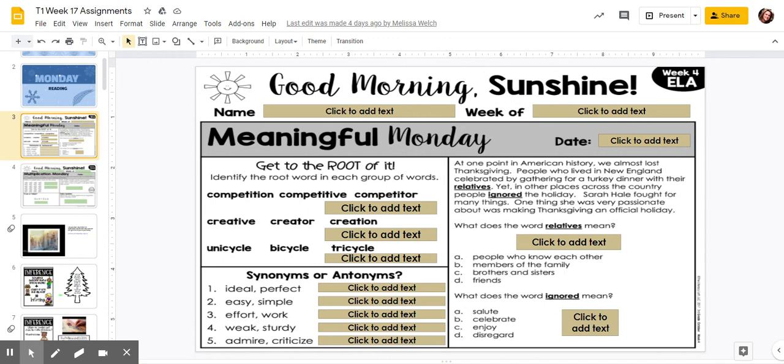This week, we're going to be working on root words. So you have three words: competition, competitive, and competitor. All of them have the same root word. If you look at them, they all start with C-O-M-P-E-T. But compet isn't a word. So you might be thinking, what is the root word?